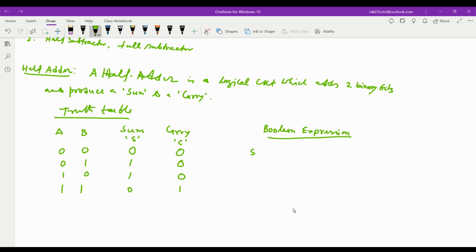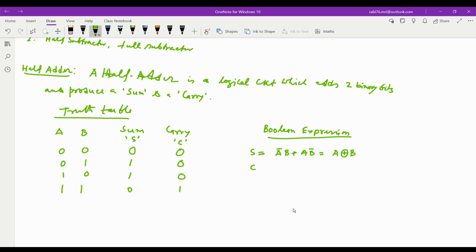For sum, what will it be? You know, at once you can say there are two zeros, two ones. So if you have to write the sum of product method, what will it be? It will be A bar B plus A B bar. You know what this means? This means A XORed with B. So this is the Boolean expression.